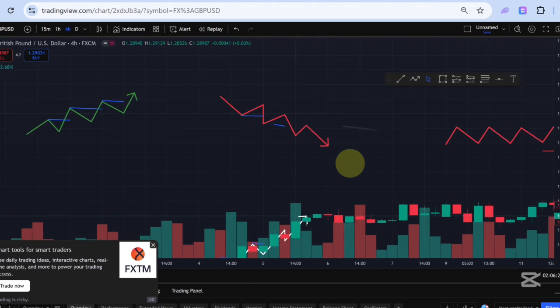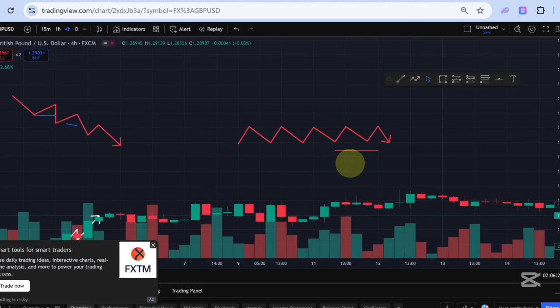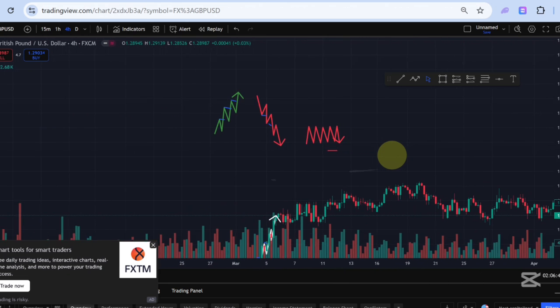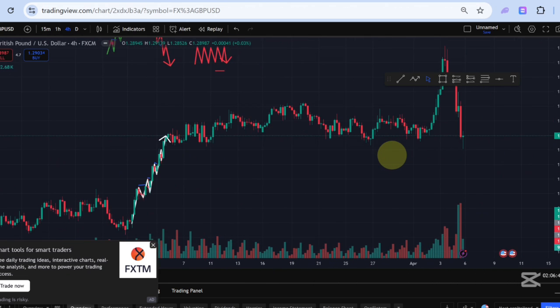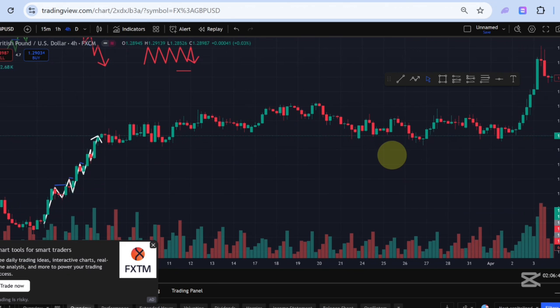And for the sake of knowledge, there is another type of market which we call a ranging market. A ranging market is where you cannot easily tell if the market is in an uptrend or a downtrend. The market is just going up and down in a specific place. So we don't actually trade ranging markets, and we are never going to trade ranging markets. You can see that this was a ranging market.